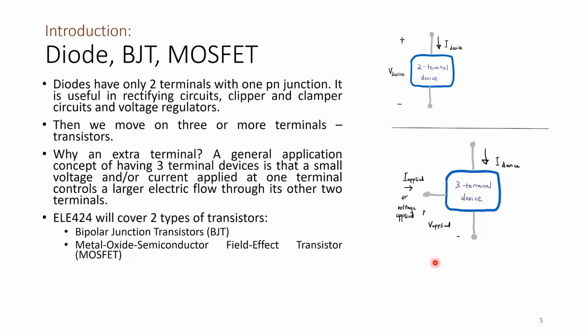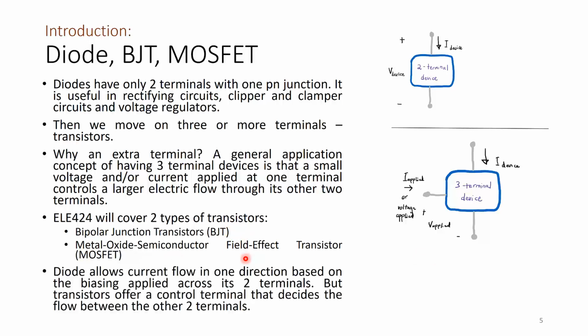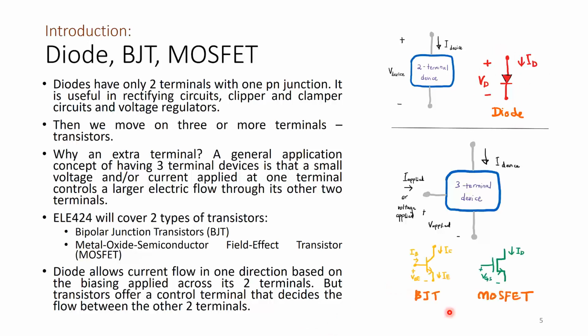So ELE424 will cover 2 types of transistors, BJT, which we have done, and now we are going to look at the metal oxide semiconductor field effect transistor. Just before we move on, a diode allows current flow in one direction based on the biasing applied across its 2 terminals. So this is a symbol. Okay, you have VD and ID, but transistors offer a control terminal that decides the flow between the 2 other terminals. So in the BJT, if it is a common emitter mode, then you have an input current IB and VBE, and then you have VCE and IC. But in the MOSFET, for example, you have VGS controlling ID.